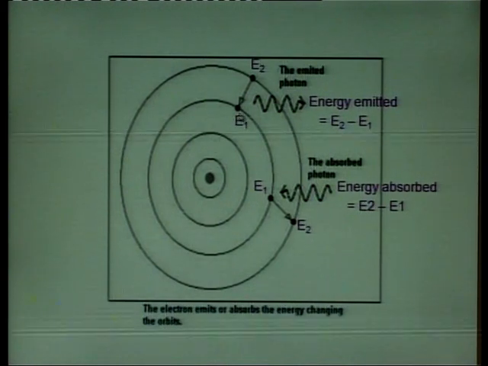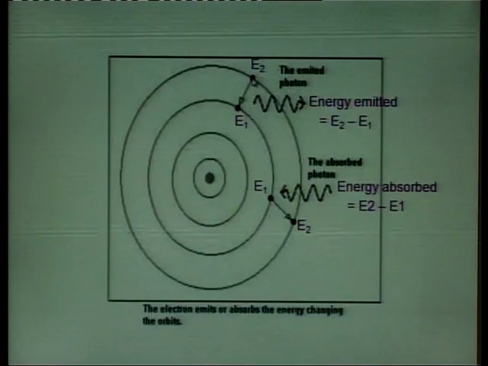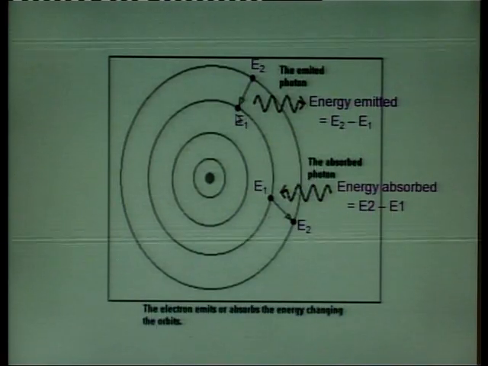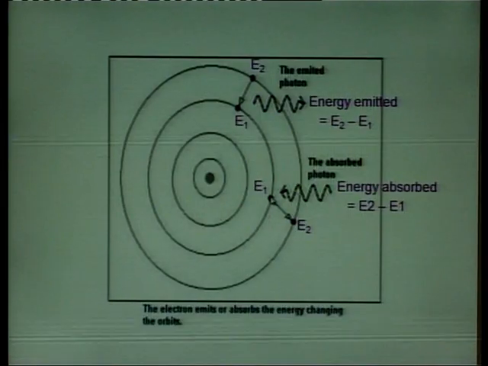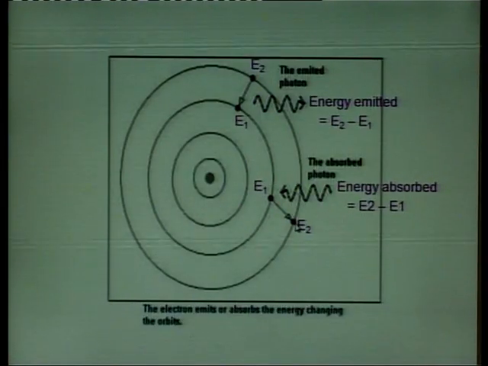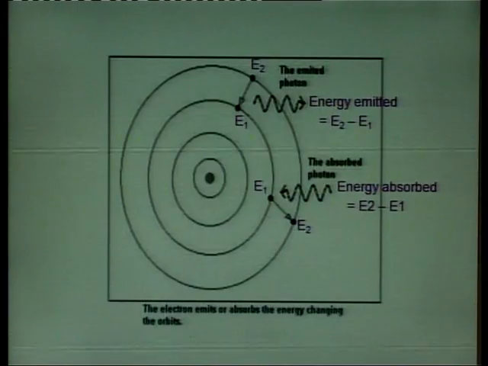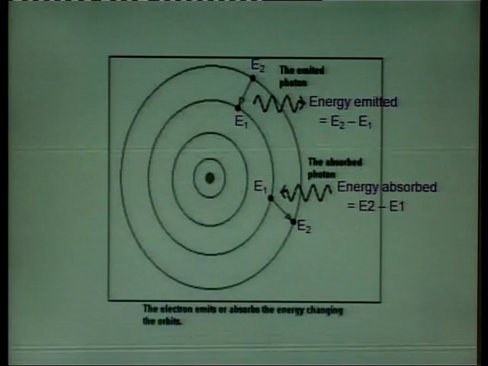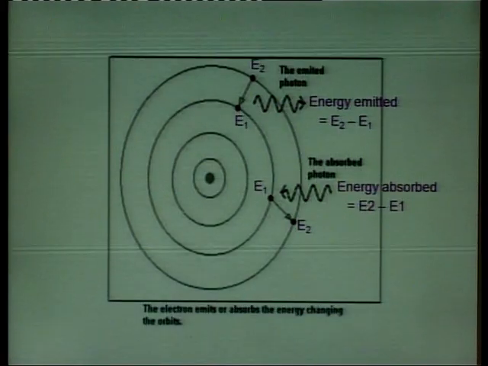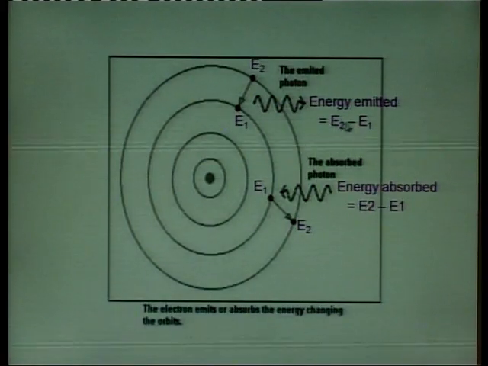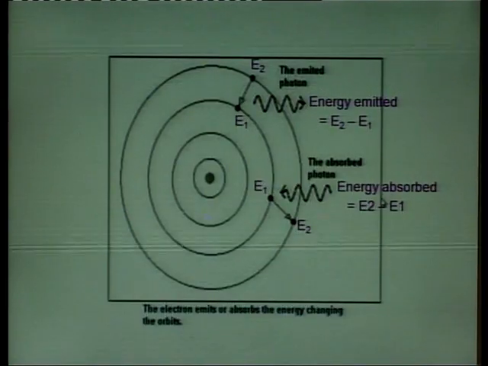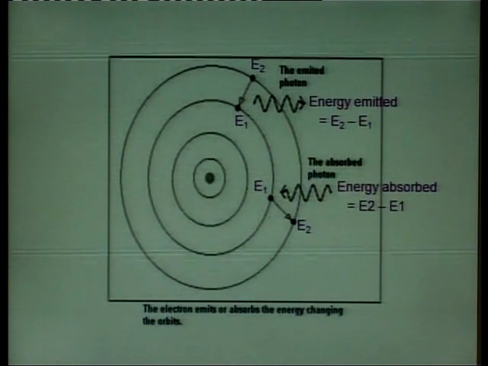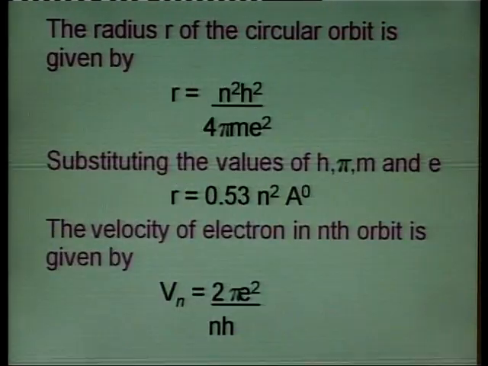So, an electron when it moves from higher orbit to lower orbit, it emits energy. When it moves from lower to higher orbit, it will absorb energy, because same is the case when you need to jump, you need to absorb energy. So, same is the case over here, and the amount of energy emitted or absorbed will be equal to the difference in energies of the two levels. So, these are the postulates of the Bohr's model.